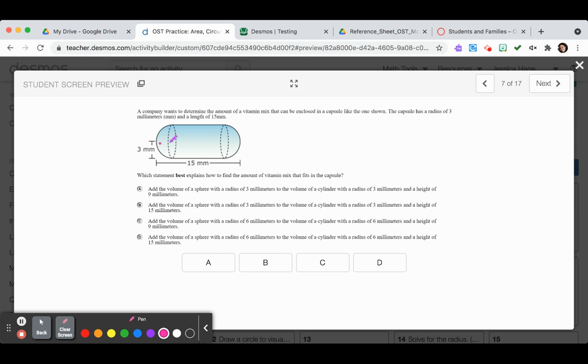So you have your 3 here and your 3 there. And so it's asking you, what does this really consist of? The cylinder actually is 9 millimeters. And so we want to select letter A, because that describes the picture to the fullest.